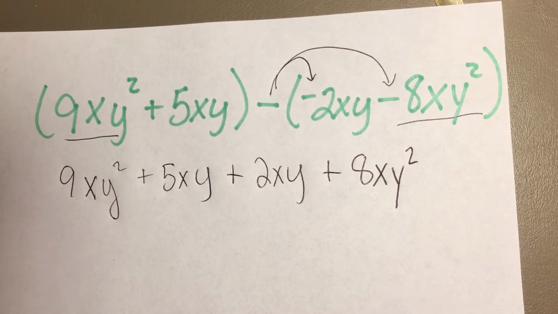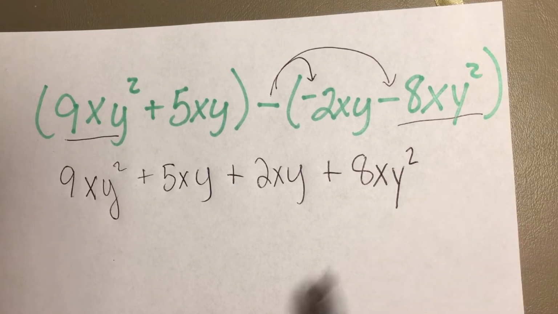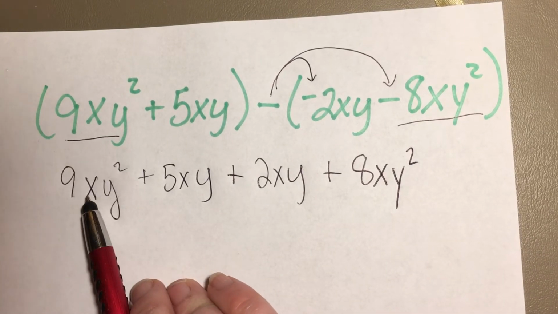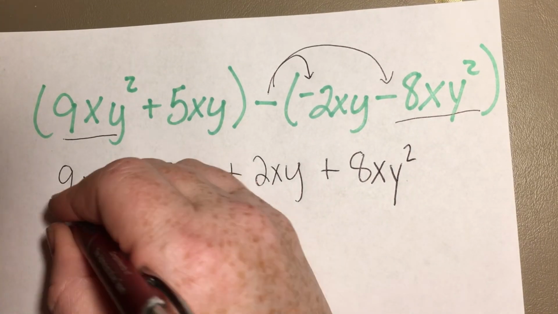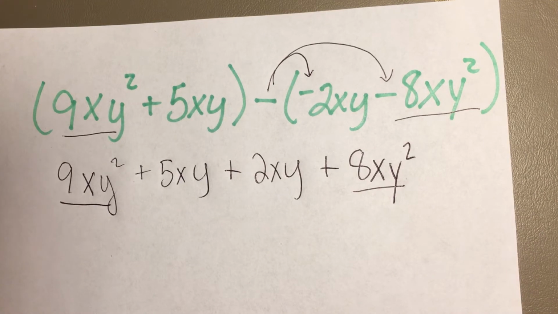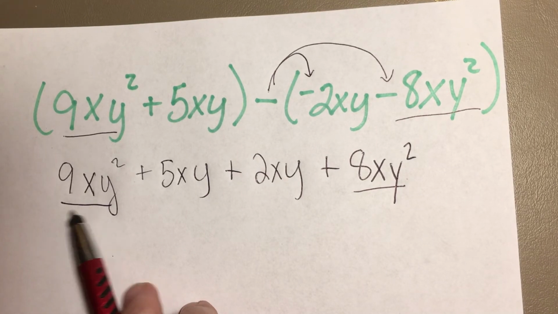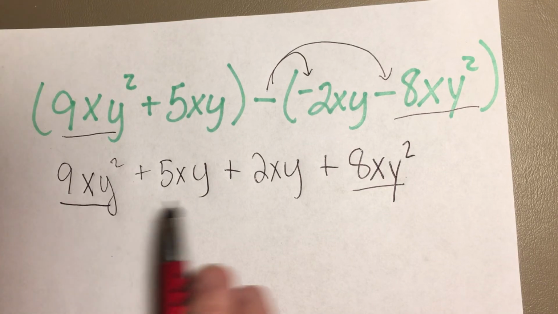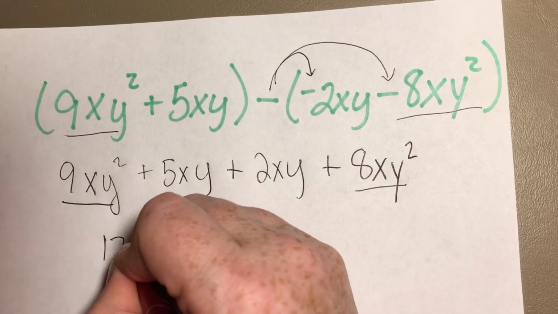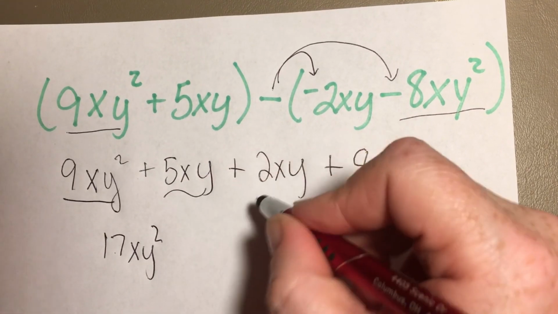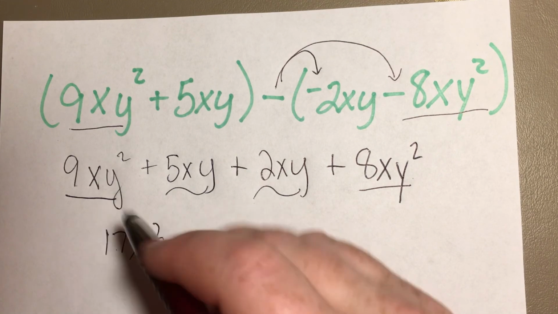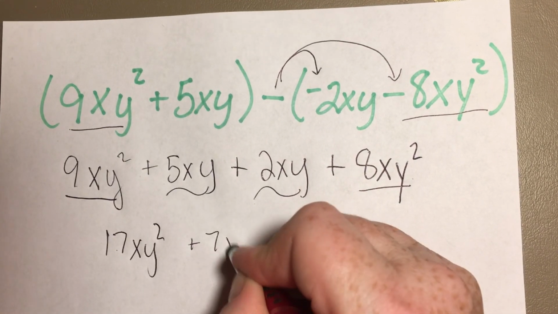Now, as I look at these problems, I see the xy squared has another xy squared. So I simply group those together. I'm not changing xy squared. I'm not creating a new family. I'm just putting the two people, if it's a reunion, at the same table. 9 plus 8 gives me 17xy squared. Again, I didn't change any family names. 5xy plus 2xy, 5 plus 2 is 7xy.